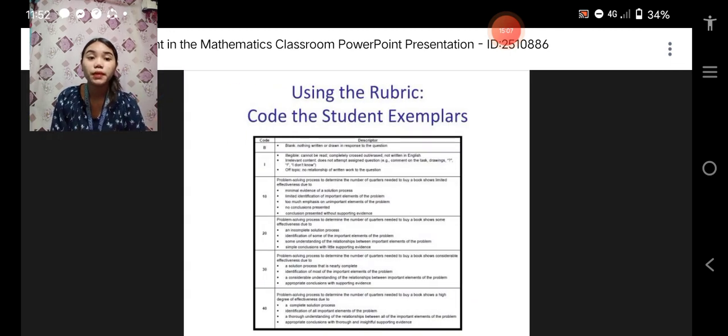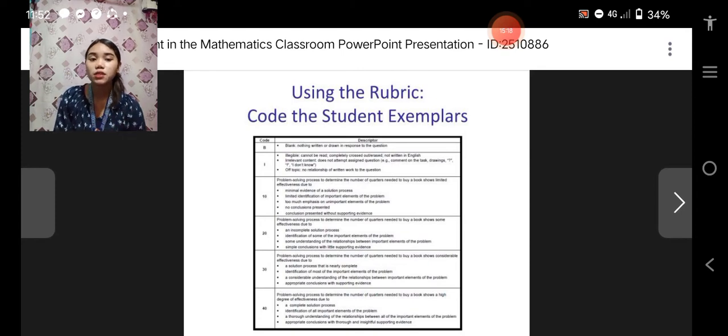So using the rubric code of the students is exemplar. So these are the things that show how to measure or how to know that the level of learning of the students deserves to gain higher scores when we are doing their activities in the classroom.